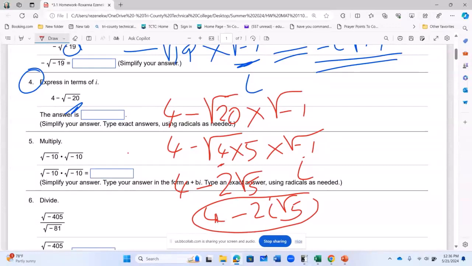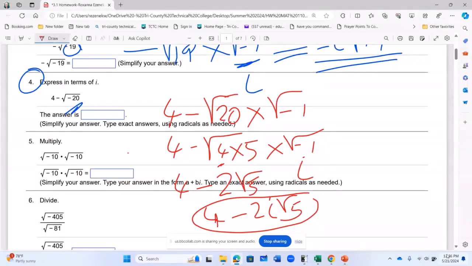I have written it in standard form where the real part is 4 and the imaginary part is negative 2 root 5.